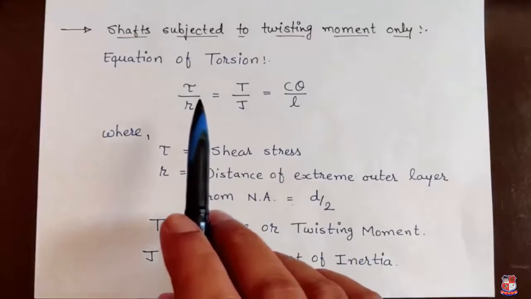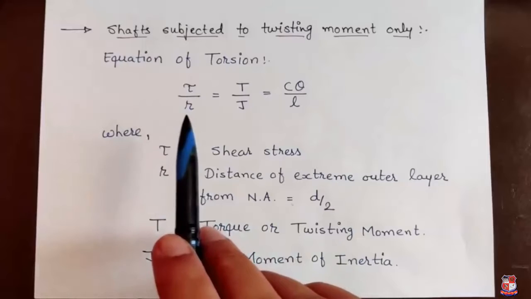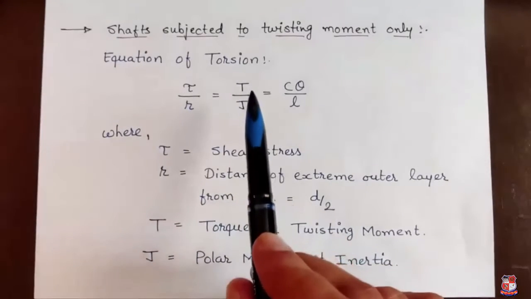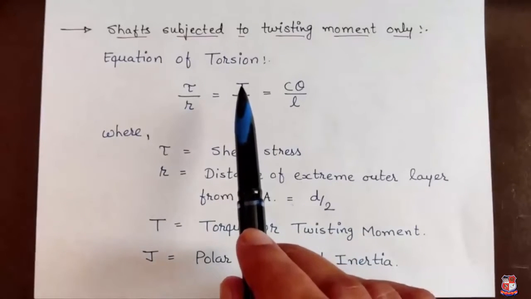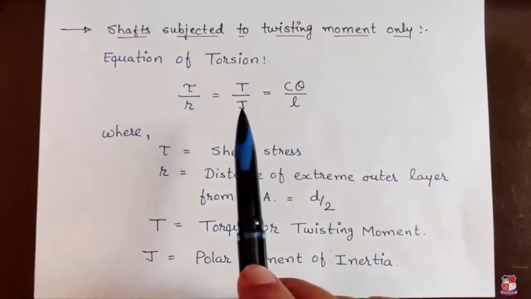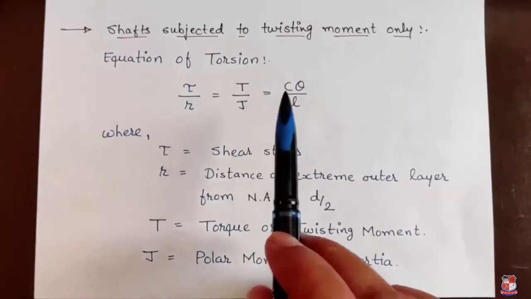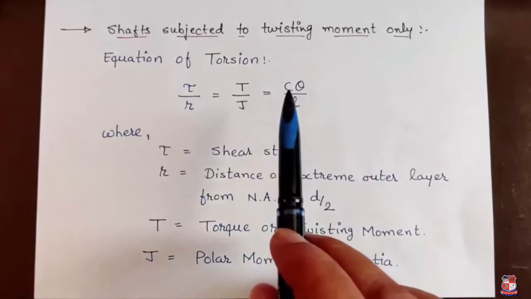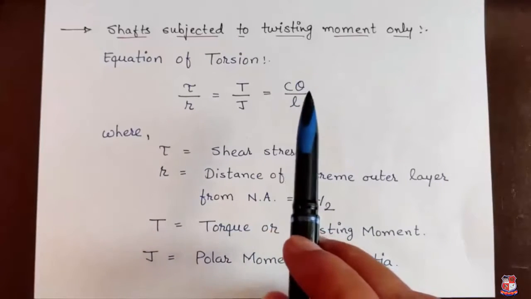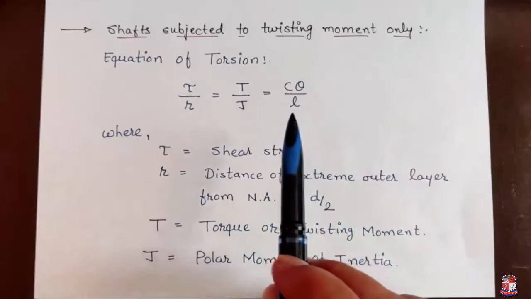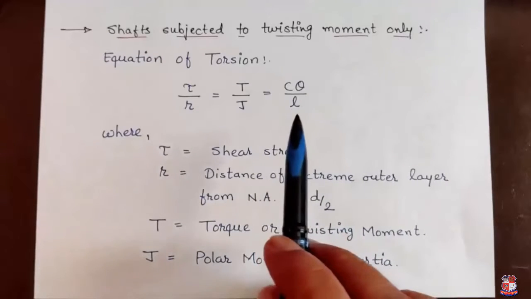But in our case, if we are having a circular shaft, then r will be radius. Capital T is the torque or twisting moment. Capital J is polar moment of inertia. And C is modulus of rigidity. Theta is angle of twist. And L is length of the shaft.